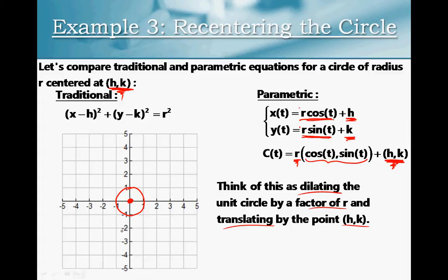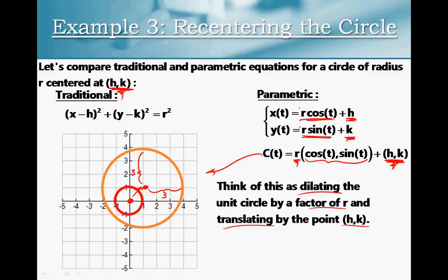But in any case, let's take this c of t. Let me show you what I mean by this. Here's our unit circle plotted onto the xy plane, and here's a circle that has been translated. Its center has been translated to the point 1, 1, and it's been dilated. It's been expanded out. Its radius is now, it looks like, a radius of 3.